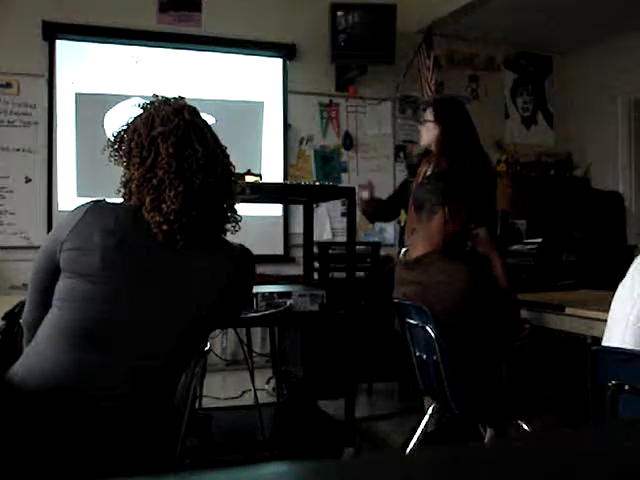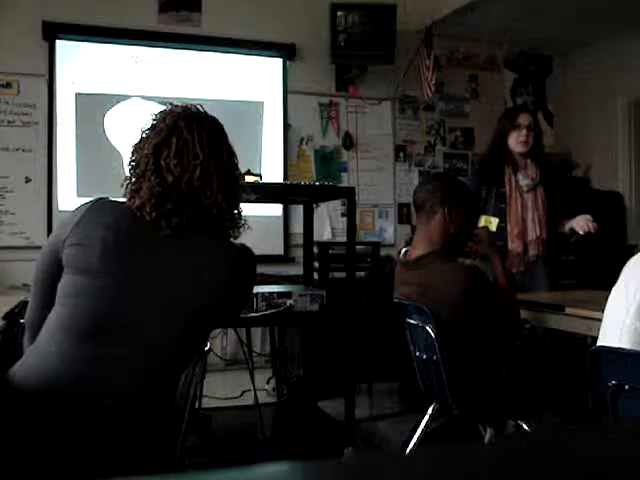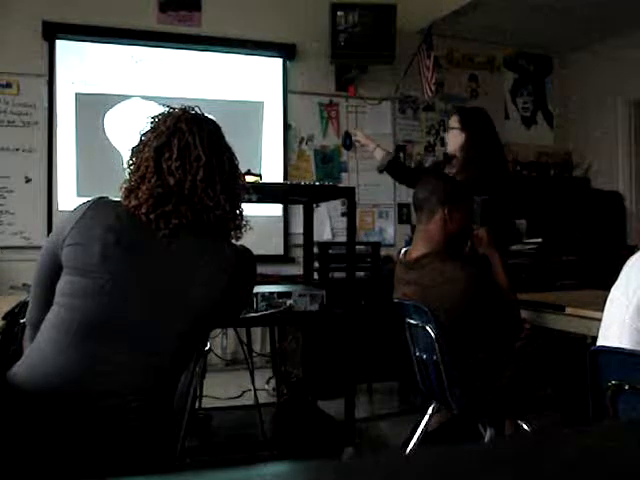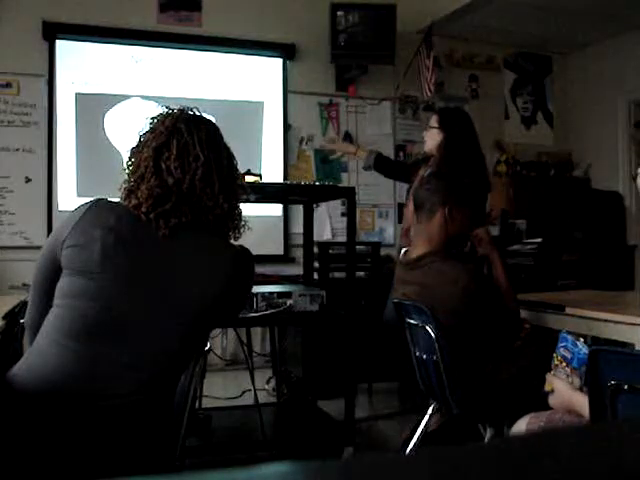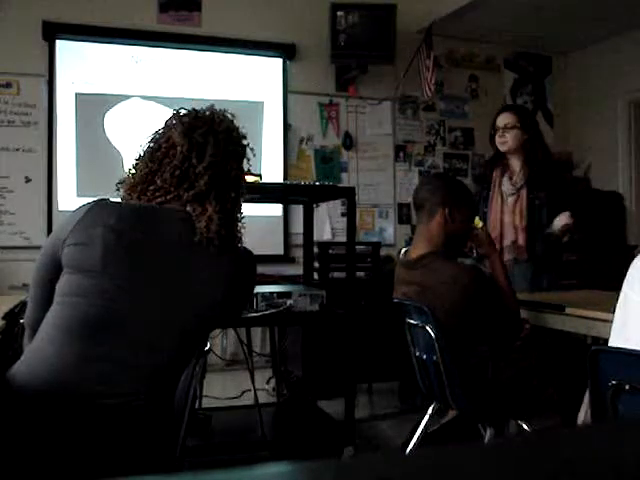Alright, and then negative space is the empty area behind or around the object. So, like the black. Yeah, exactly. So you have the calla lily, and then you have the black space all around it, and that would be the negative space. Alright?